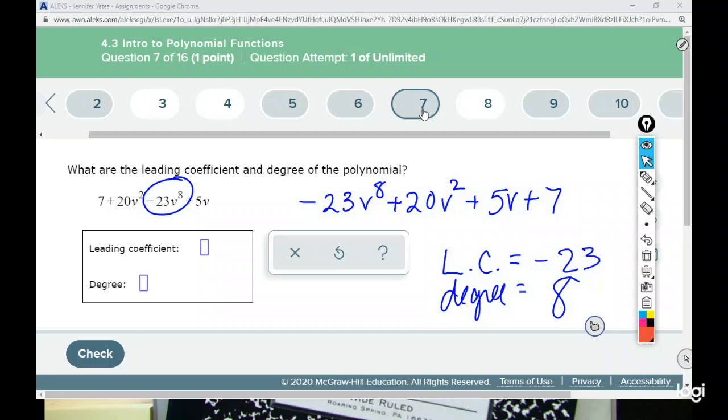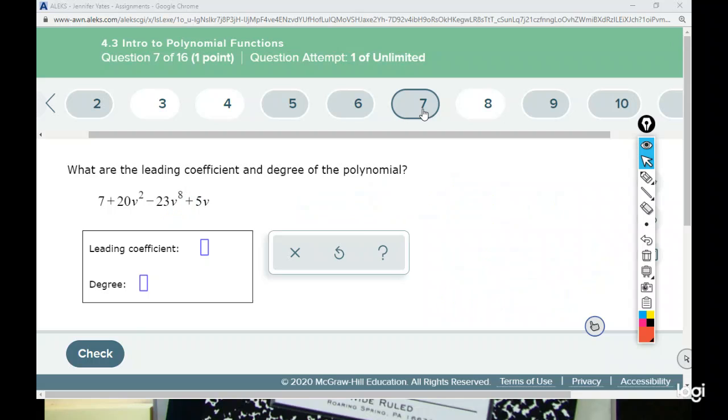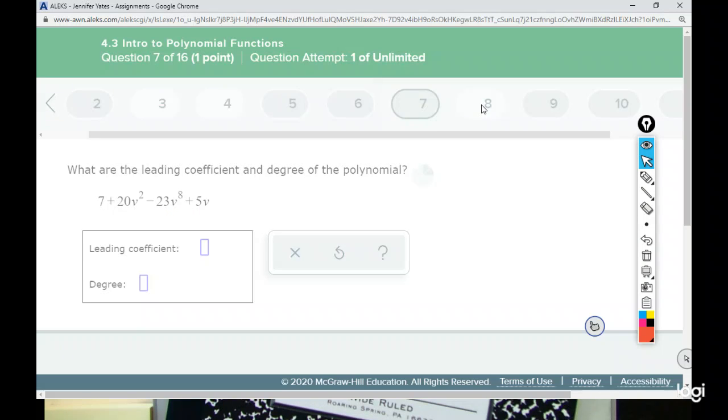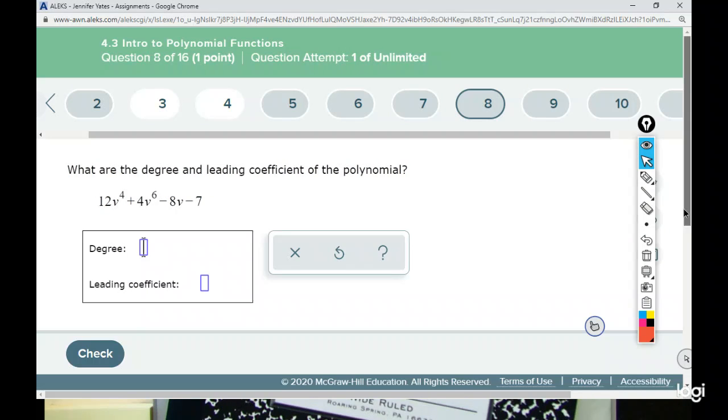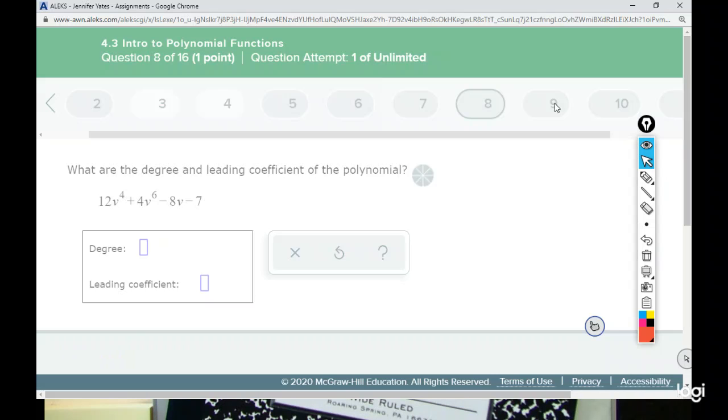Okay. Degree and leading coefficient is going to be pretty important later on. What is the degree of this one? We're not going to rewrite it. Do it in your head. 6. What's the leading coefficient? 4. 4. Good.